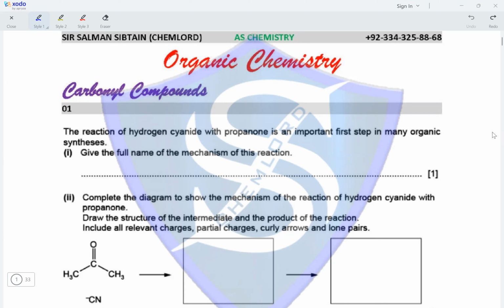Question 1. The reaction of hydrogen cyanide with propanone is an important first step in many organic syntheses. Give the full name of the mechanism of this reaction. So propanone is a ketone, and a ketone when it reacts with hydrogen cyanide undergoes nucleophilic addition.